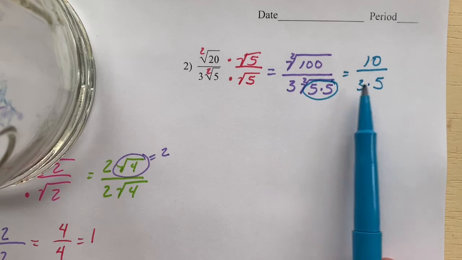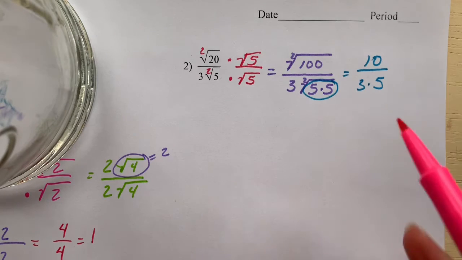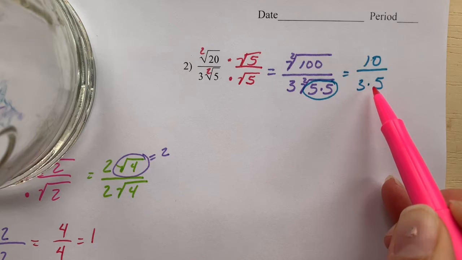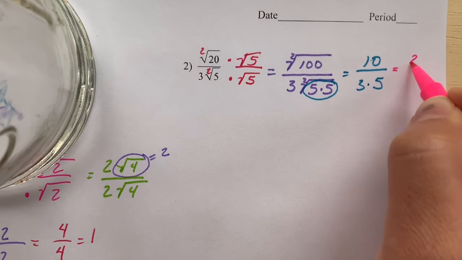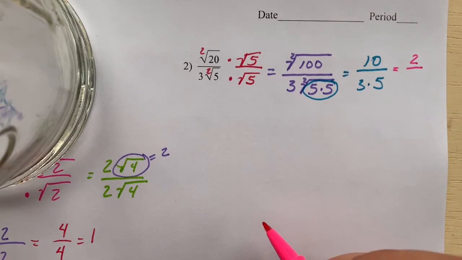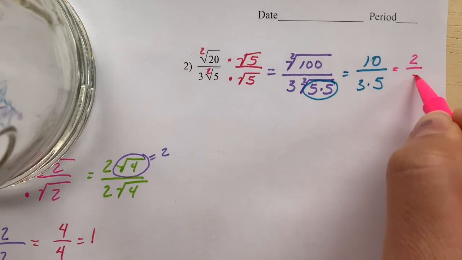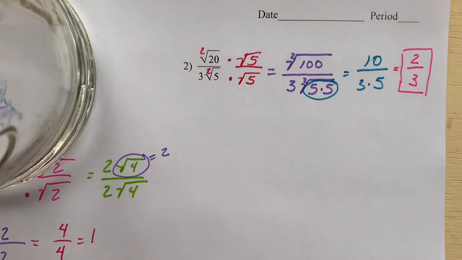Now notice I don't have a radical in my denominator. One last thing for us to do is to recognize that 10 and 5 can both be divided by 5. So 10 divided by 5 is 2. 5 divided by 5 would be 1. So 3 times 1 is 3. And that's our answer.